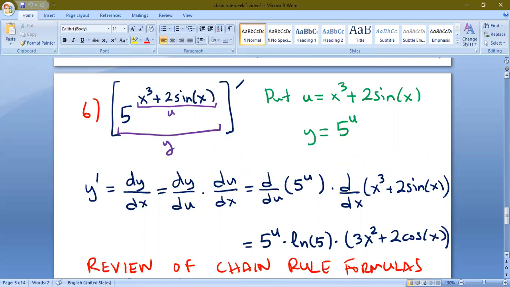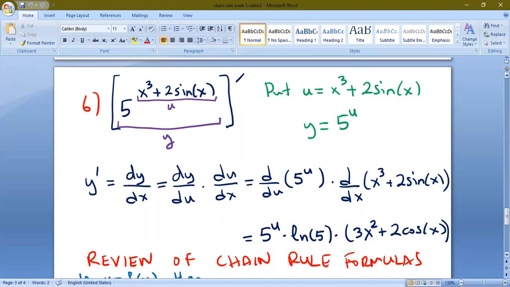Then write the chain rule, y with respect to u is 5 to the u with respect to u, which is 5 to the u times ln of 5. And then take the derivative of the u term with respect to x, that's 3x squared plus 2 cosine x. And then put u back, which I forgot to write, but you just write 5 to the x cubed plus 2 sine x times ln of 5 times the polynomial, okay?